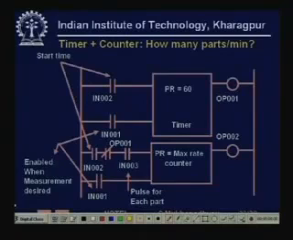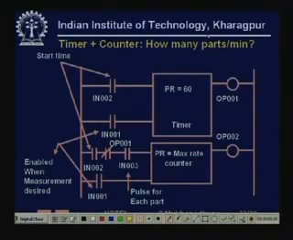This is a nice example of counting how many parts per minute are going on the conveyor, let us say, which in a way indicates what the production rate is. So it may be important management information to display the production rate. So now we want to count how many parts per minute.